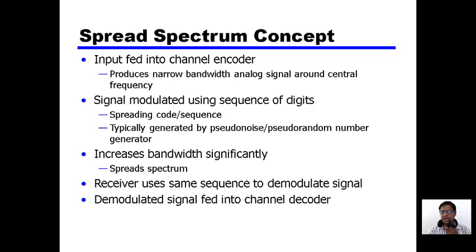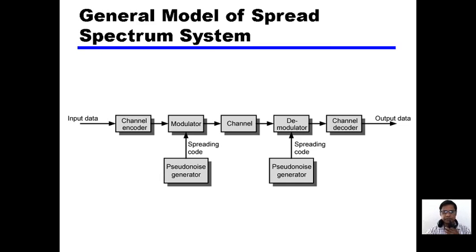When the signals are transmitting through the transmitter, they are encoded at the sender end and decoded at the receiver end. The receiver uses the same sequence to demodulate the signal, and the demodulated signal is fed into the channel decoder. The channel decoder will receive and decode it.